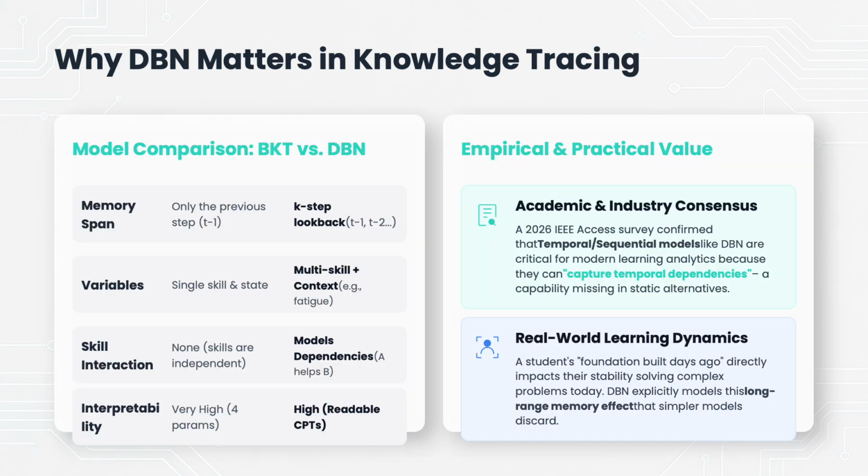Let's summarize why DBN is such an important model in knowledge tracing. Compared to BKT, DBN has a much longer memory span, can model multiple skills and contextual factors simultaneously, and can even capture how different skills interact with each other. And importantly, it maintains high interpretability through its CPT tables. This isn't just theoretical. A recent 2026 survey paper highlighted that temporal models like DBN are essential because they can capture temporal dependencies. This means they account for the fact that learning isn't just about the last thing you did. The foundation you built days or weeks ago matters.